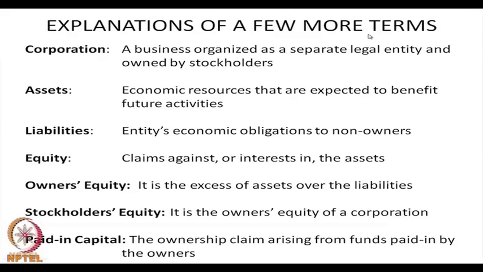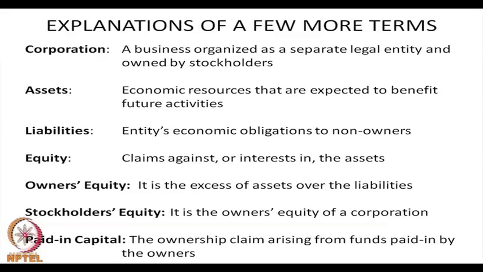Now, we have introduced quite a few terms. Let us give proper examples. First of all, we sometimes use the word corporation. It is basically a legal entity and is owned by stockholders. Hari, of course, is only one owner, but there can be a situation where there are quite a large number of owners, geographically distributed, and this is usually called a corporation. Assets is any economic resource that is expected to benefit future activities. Basically, an investment that the corporation makes to be able to generate products and services for making profits. And liabilities are the entity's economic obligations to outsiders, meaning non-owners.